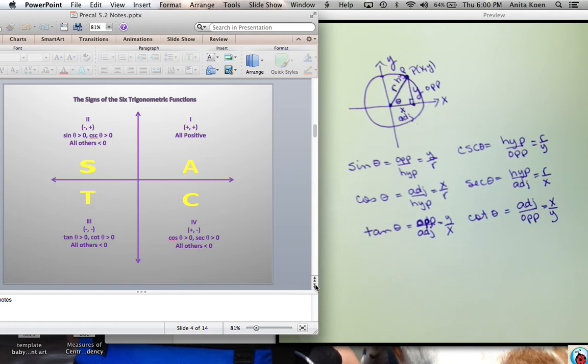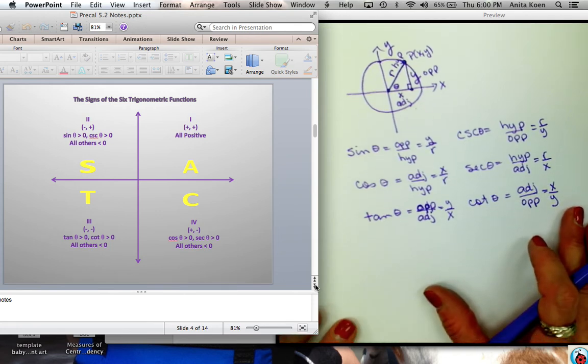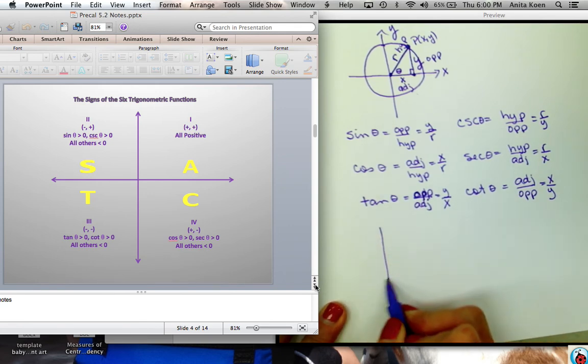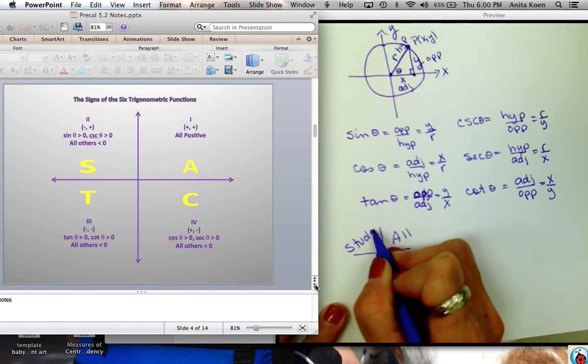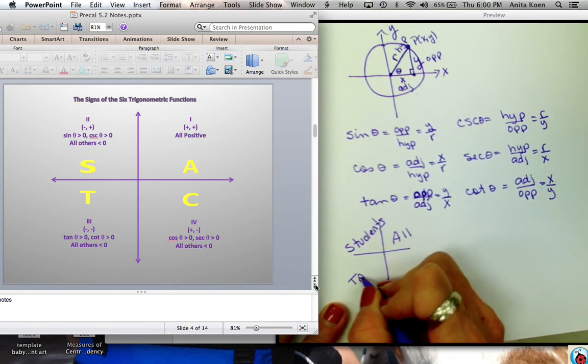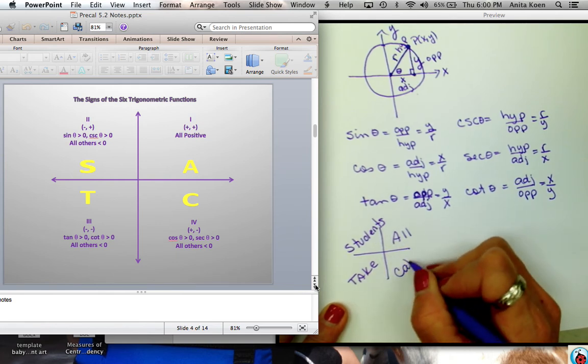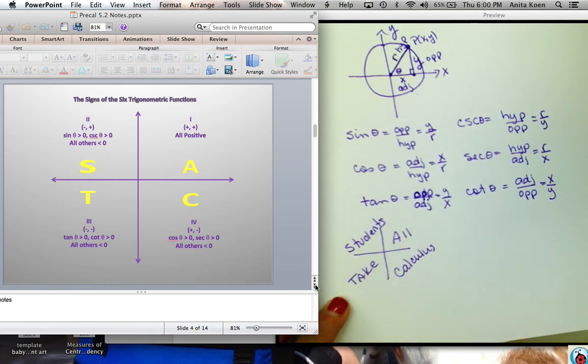In quadrant 3, the tangent and its reciprocal cotangent are positive, and all others are negative. In the fourth quadrant, the cosine and its reciprocal secant are positive, and all others are negative. Now we use a little mnemonic to help us to remember this, and that little mnemonic is all students take calculus, because all pre-calculus students should take calculus.